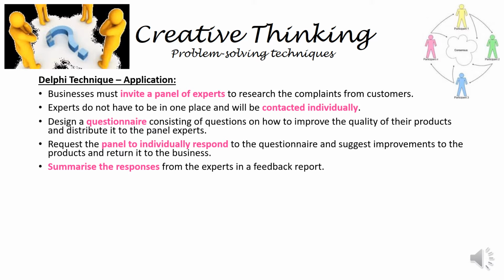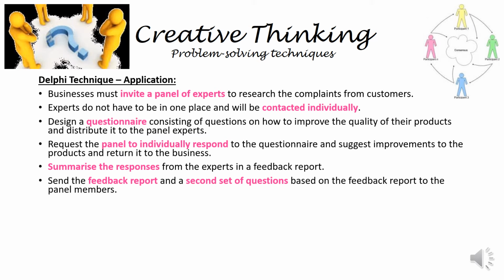So once, however many panel experts we have, we wait for their responses to be sent back to us. We take their responses, we see how each one individually responded, and then we summarize their responses in a feedback report. This feedback report and then a second set of questions based on that feedback report is sent back to the same panel members. So once we've summarized their previous responses in a report, and then maybe a new set of questions that we can come up with, they've made their suggestions, they've given us feedback.